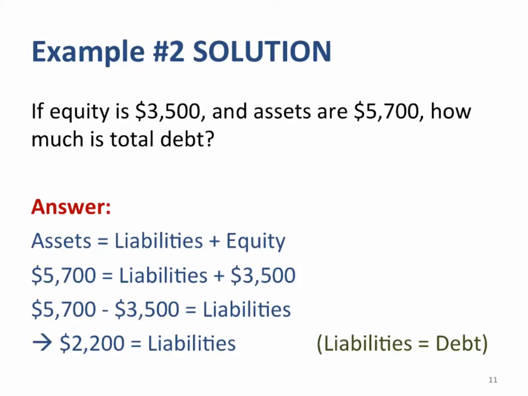Now, the thing to note on here, we were solving for something different. We had equity and we have assets. Now, notice that I asked for total debt. Debt is another name for liabilities. So don't let that throw you. The terminology can change a little bit. So assets 5,700 equal liabilities plus 3,500 of equity. So we can solve for liabilities, and they're 2,200. And even though I said total debt, that's the same as liabilities.